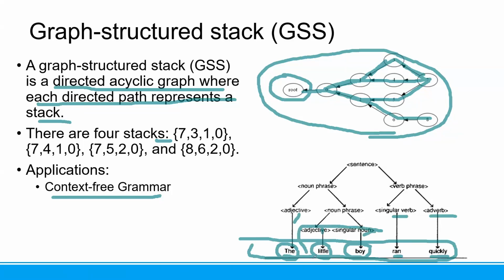So this adjective and singular noun we can aggregate as noun phrase, and then this adjective and noun phrase can be accumulated as the noun phrase, and this singular verb and adverb can be regarded as a verb phrase, and all of them belong to one sentence. So we can make this kind of structure with the graph structure stack.